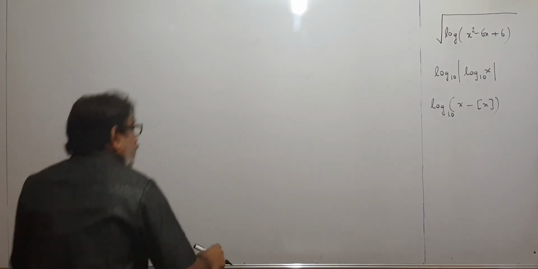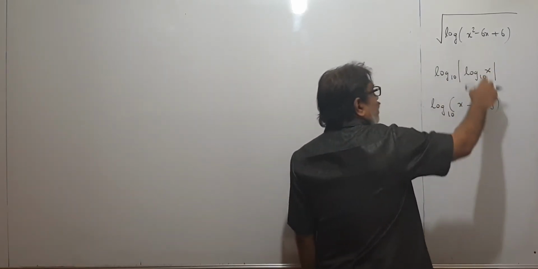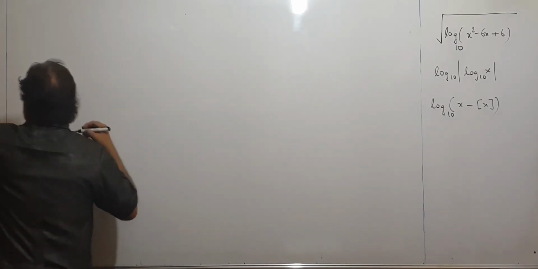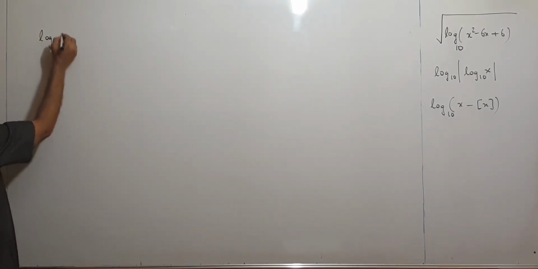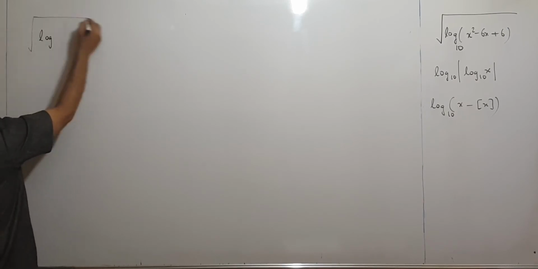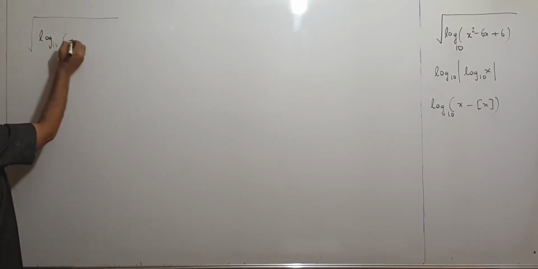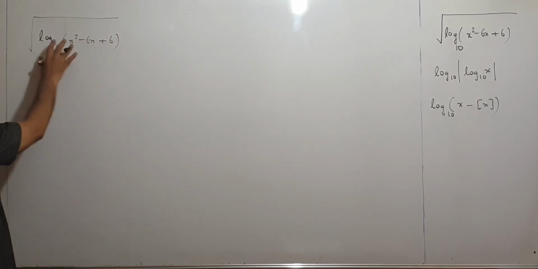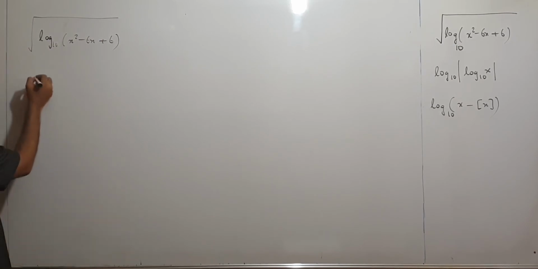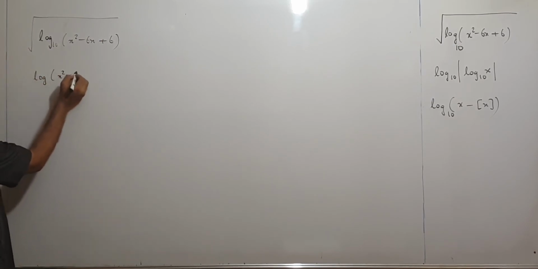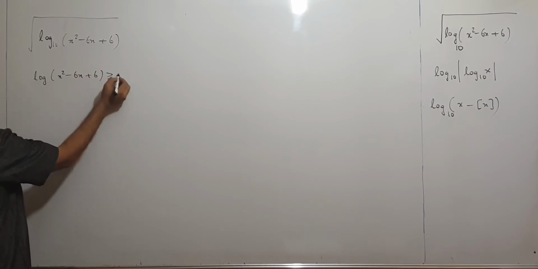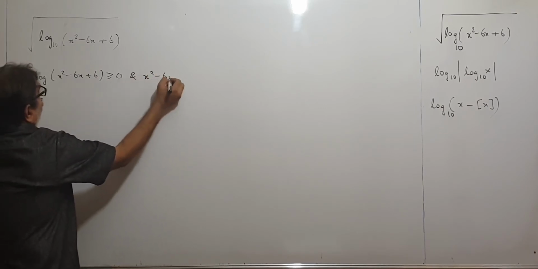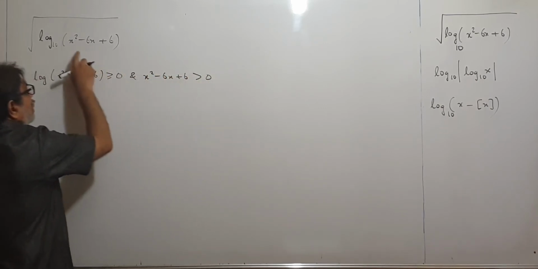Now see children, next one. Root of log of x² - 6x + 6, of course the base is 10. So I have got with me root of log base 10 of (x² - 6x + 6). So children, this number should be greater than or equal to 0. So log of (x² - 6x + 6) should be greater than or equal to 0 because of the root, and x² - 6x + 6 should be greater than 0, otherwise log will not exist.